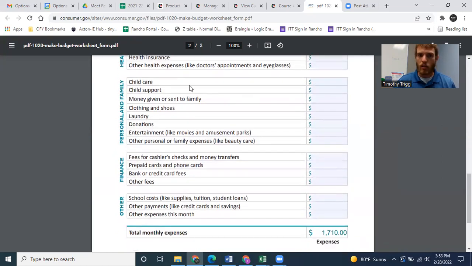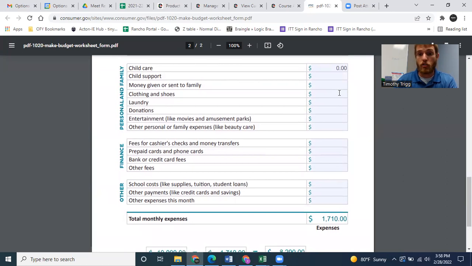Okay. Childcare, child support. Again, for a lot of you guys, hopefully that's a $0. But if you do have to pay child support or childcare, you want to definitely put whatever numbers you can expect to pay for those. Okay. And all these other expenses, these can vary greatly, right?